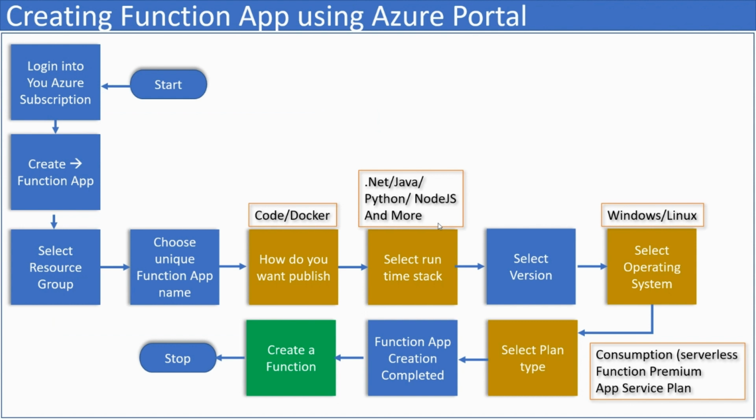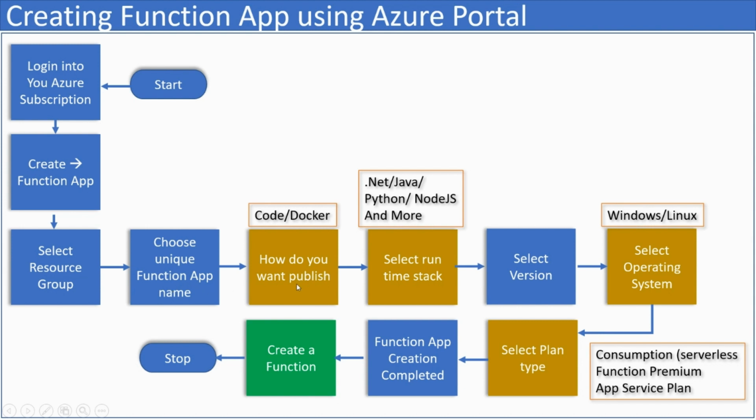Now, let's see the various steps involved in building an Azure Function app. I'm going to use Azure Portal to create an Azure Function app first, and then let's create Azure Functions within the Azure Function app. So you need to launch Azure Portal, log into it using your subscription, just search for Function App, and then create an Azure Function app. Next, you need to select a resource group. Within that, you need to choose a unique function app name.